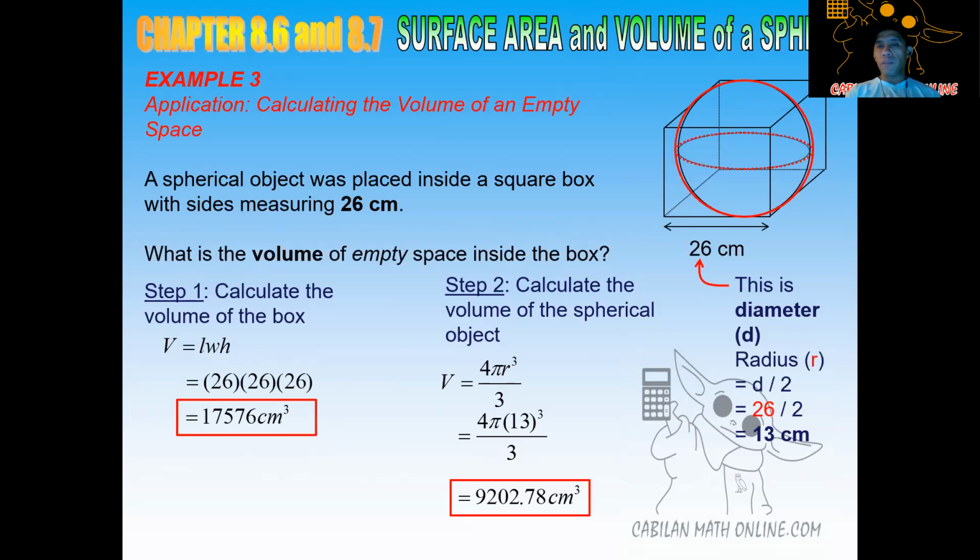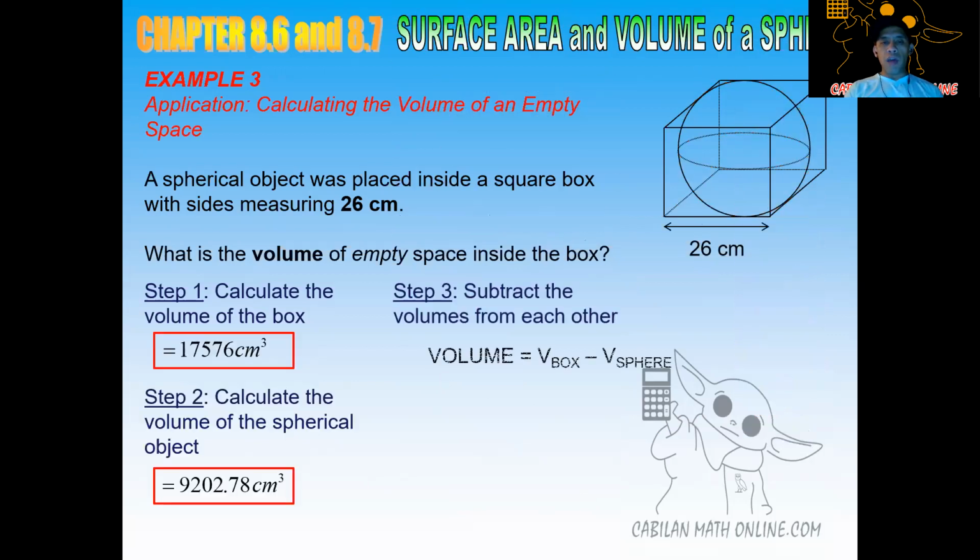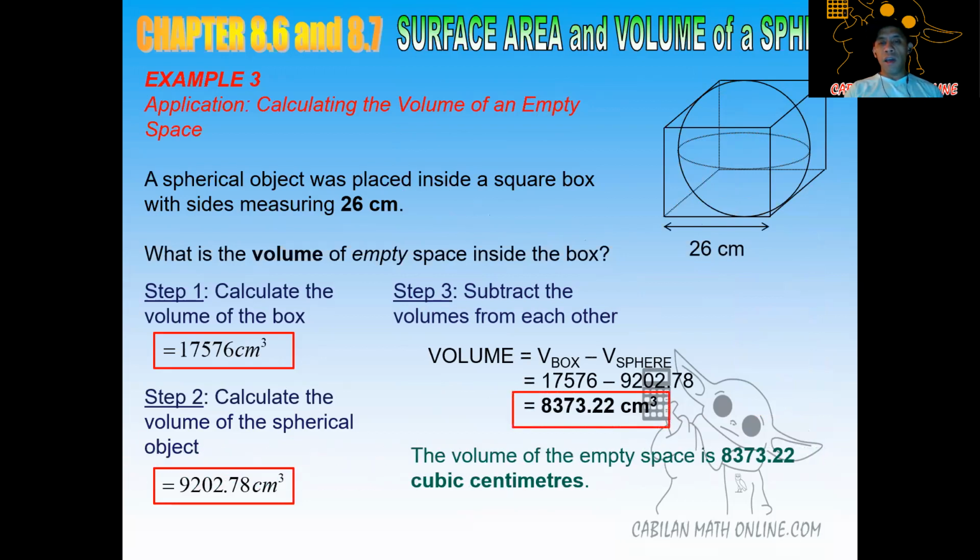So what we have to do in our final step is simply subtract the 2 volumes from each other. We take the volume of the box and subtract the volume of the sphere from it, and that's going to give us a total of 8,373.22 cubic centimeters. All right.